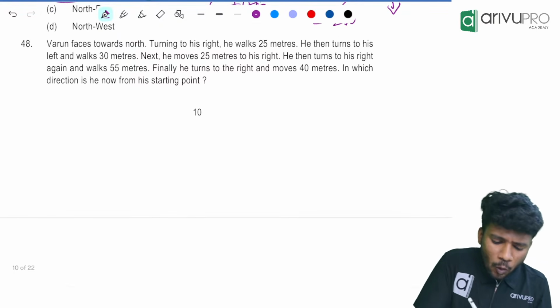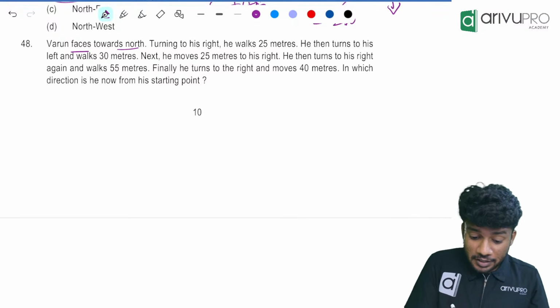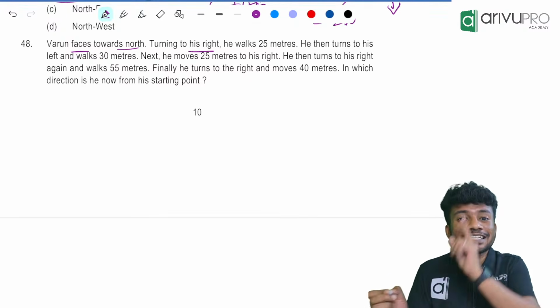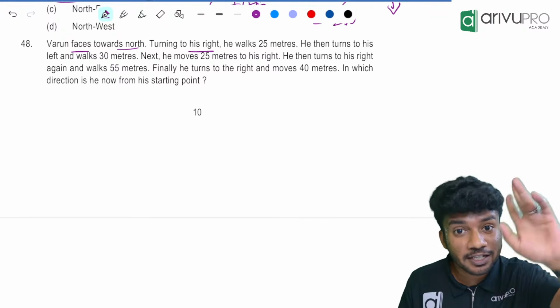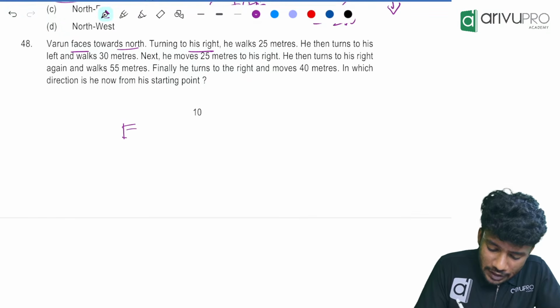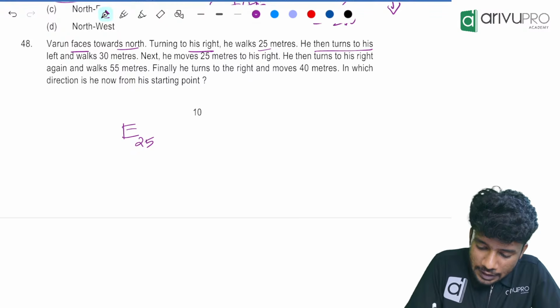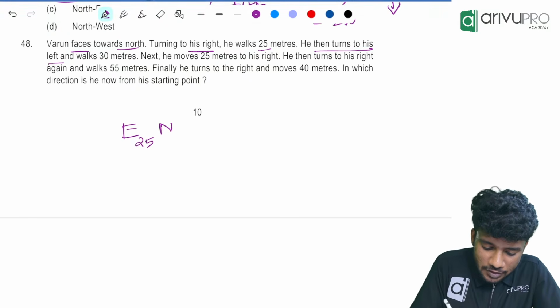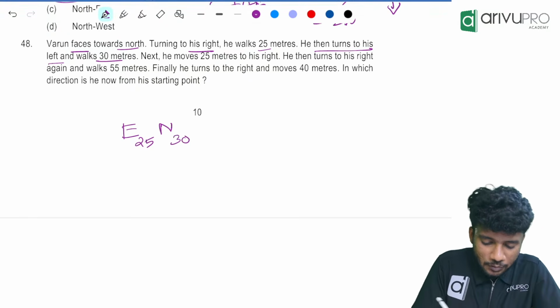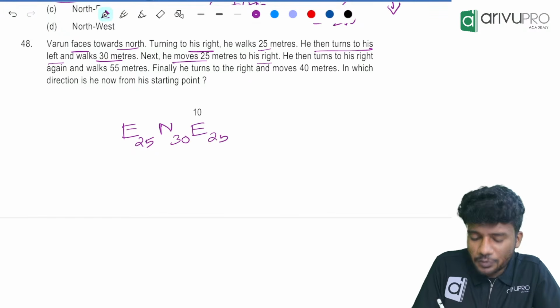Next one. Varun faces north. Okay, initial direction is north, but turning to his right he walks. That means initially he is moving in which direction? Right of north is what, people? He is moving in the east direction first. For how many meters? 25 meters. Then he turns to his left. That means left of east is north. And walks how many meters? 30 meters. Then he walks 25 meters to the right. That means again to the east 25 meters.